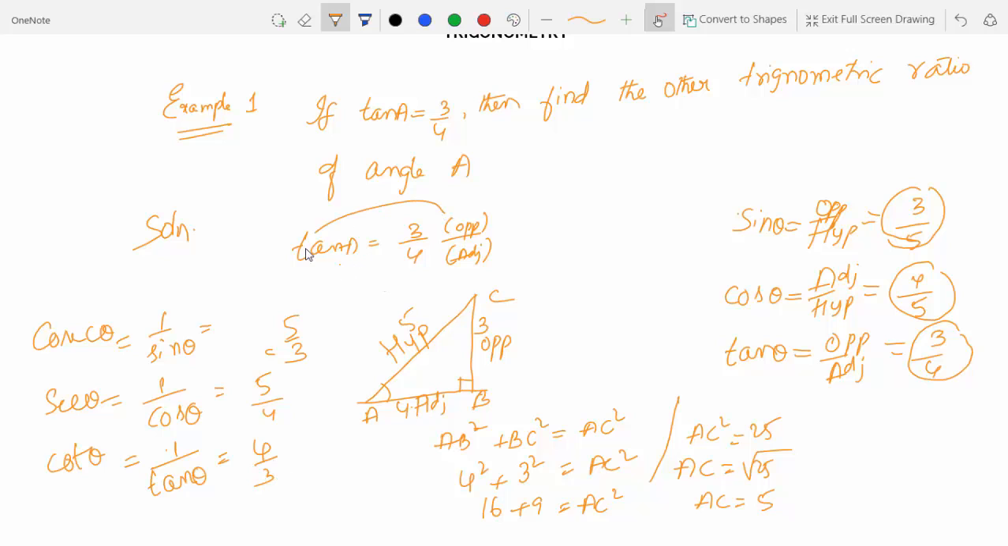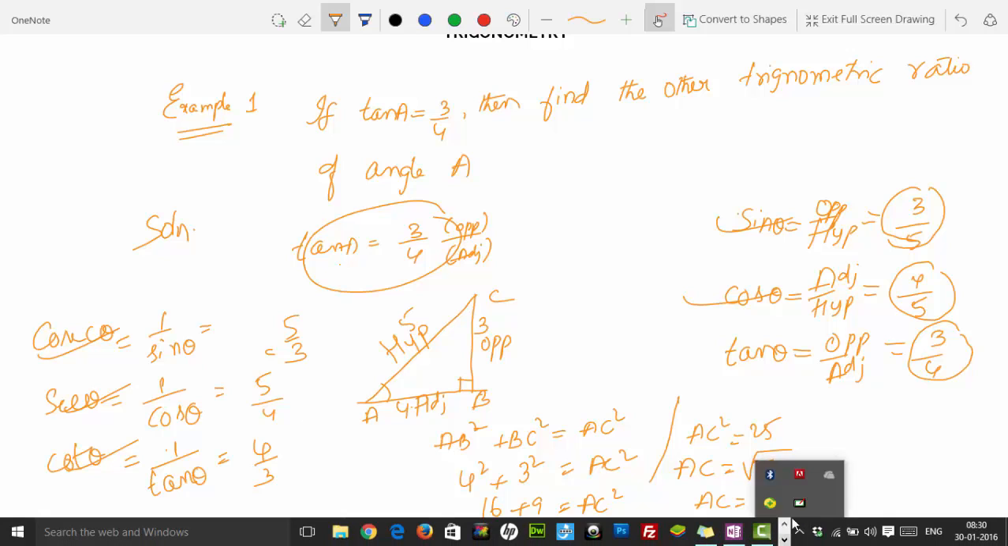So one trigonometric ratio was given, tan theta, and we were able to find out the other trigonometric ratios. In the next video, we'll start working on exercise 11.1, which is the very first exercise.